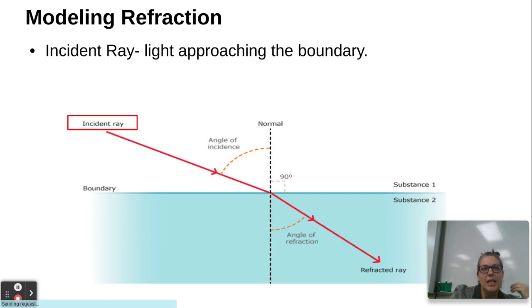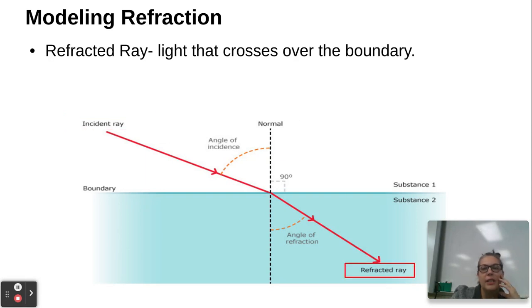Let's model it. So when we have refraction, we still have an incident ray, that incoming light that's approaching a boundary. The big thing with refraction is you have to have two different densities. Keep that in mind. Two different densities that it's passing through. So the incident ray is the light approaching the boundary. The refracted ray is the light that crosses over the boundary. And this angle is going to change based on the density it's moving into.